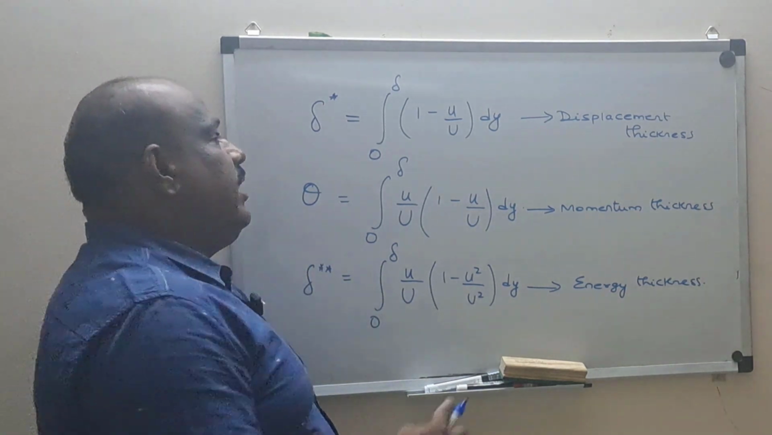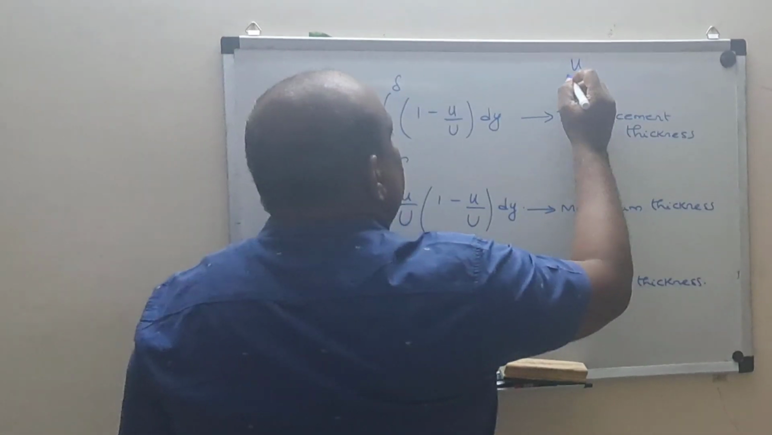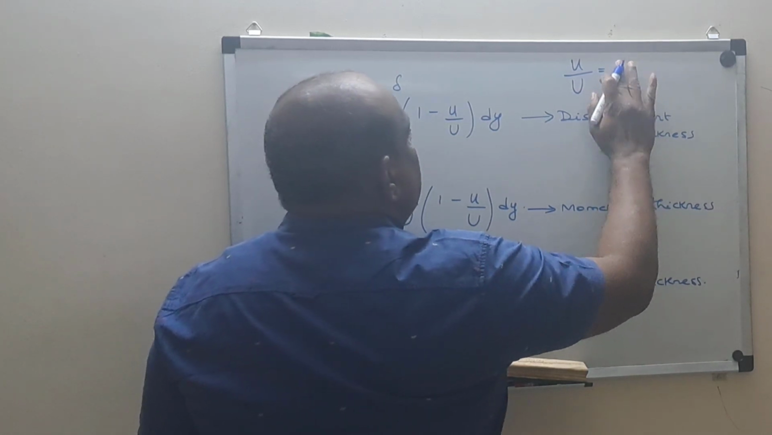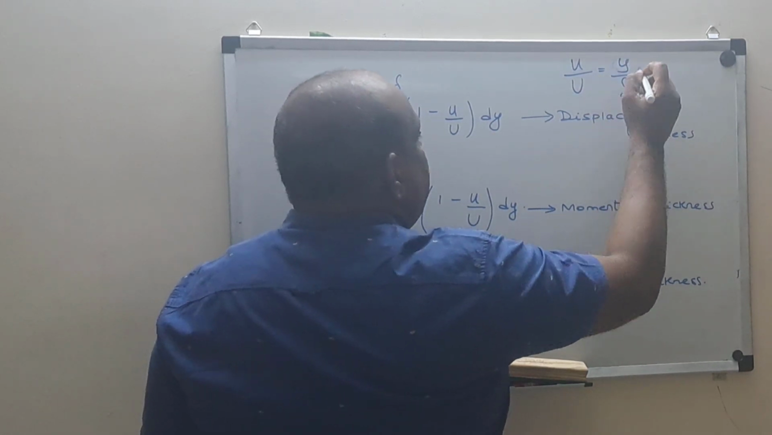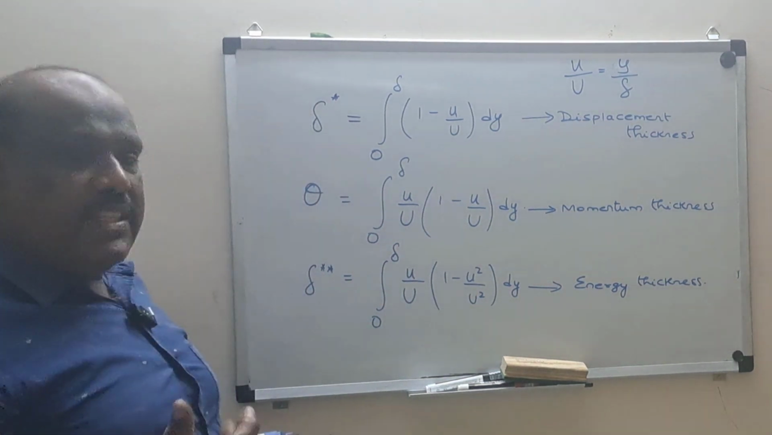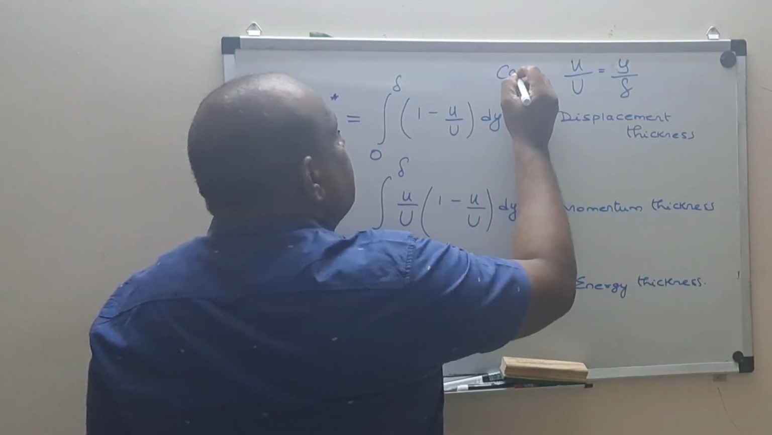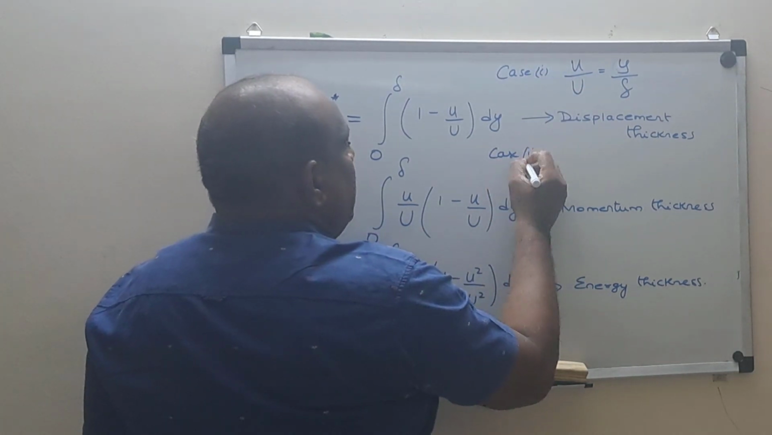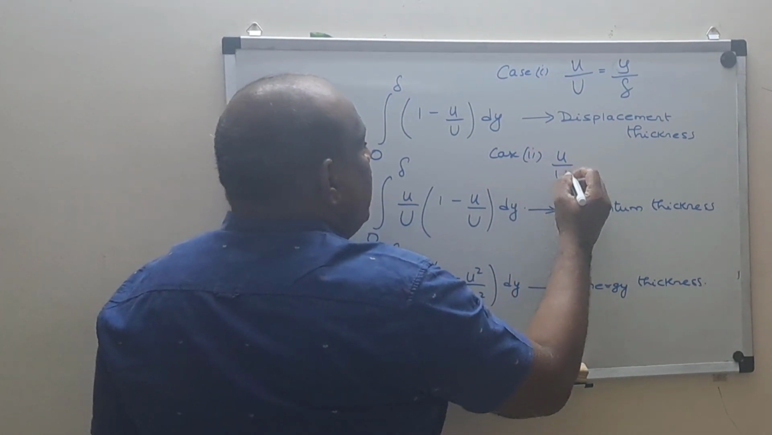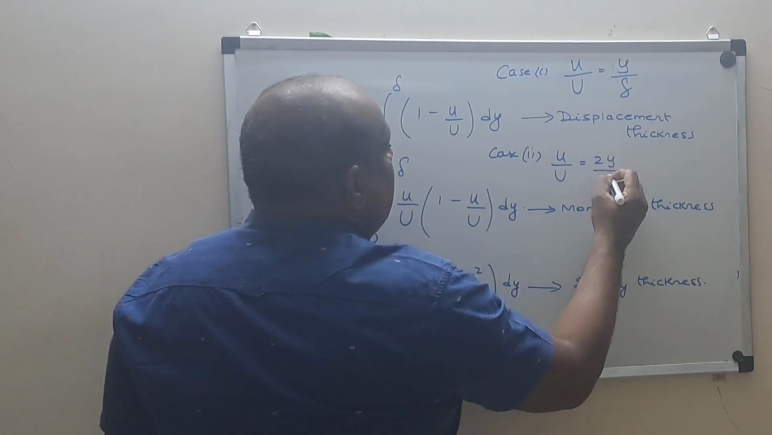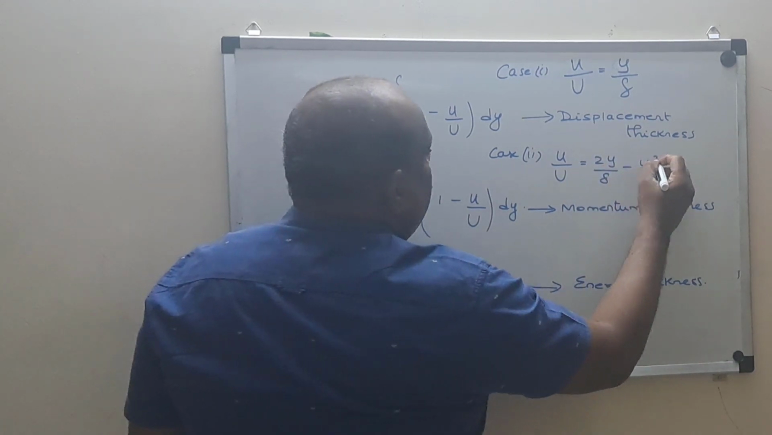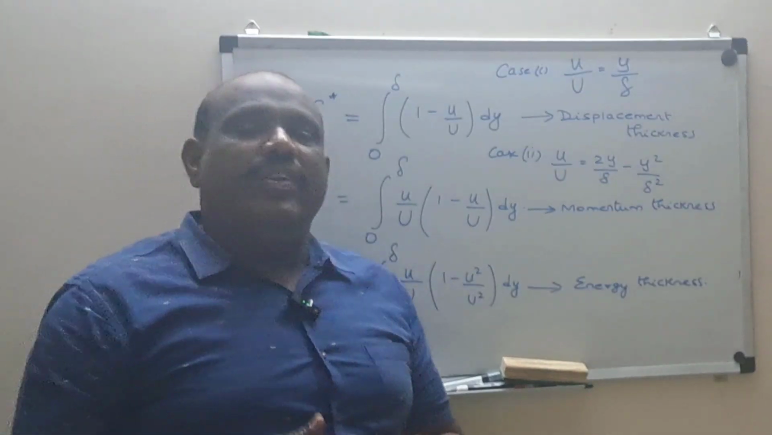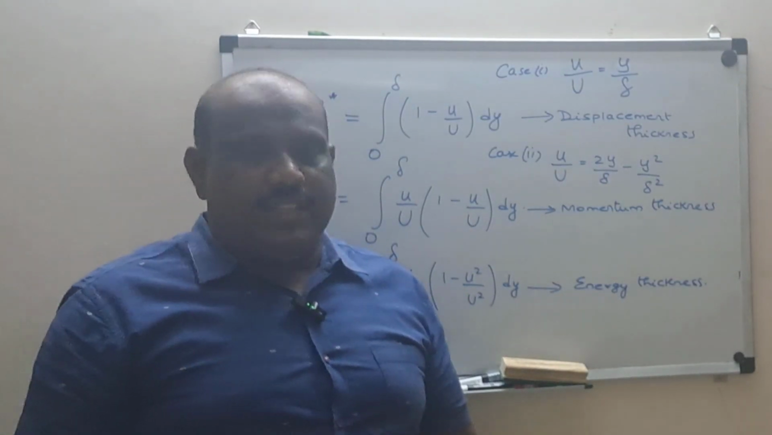Let us first take a simple velocity profile, small u by U equal to y by delta. Let us call this case number 1. In the next case, case number 2, small u by capital U is nothing but 2y by delta minus y squared by delta squared. So these are the two different velocity profiles we are going to see in this section.